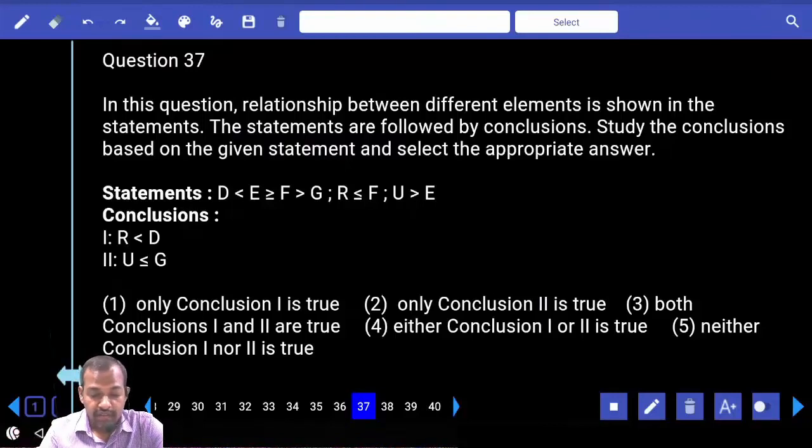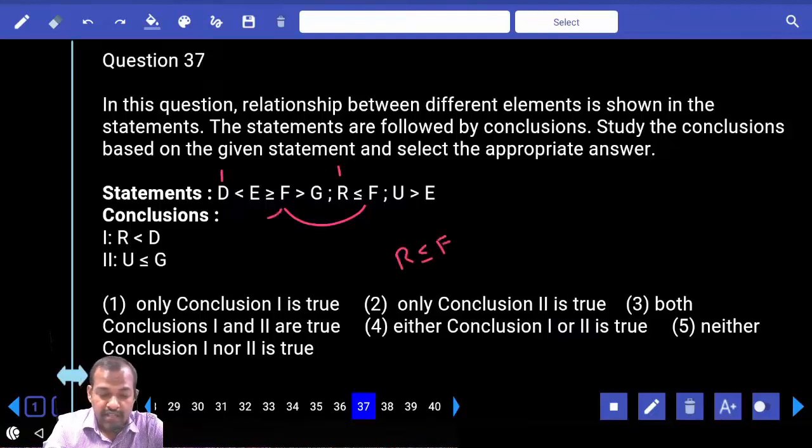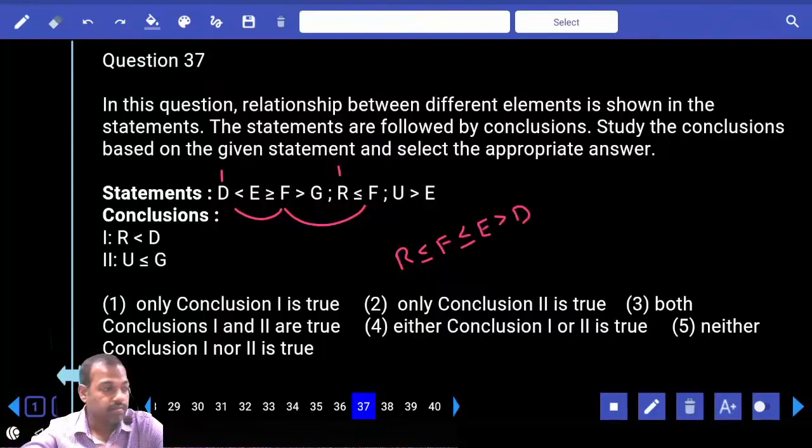R less than D. Where can we see R here? R is in the second statement and D is in the first statement. Now tell me, is there any common variable in the first and second statement here? What is the common variable here? F is common, isn't it? That means R is less than or equal to F, and F less than or equal to E, and E greater than D. Okay. Now when we see these conditions, are the conditions opposite or not? When the conditions are opposite, definitely we can't compare R with D. That is wrong here.